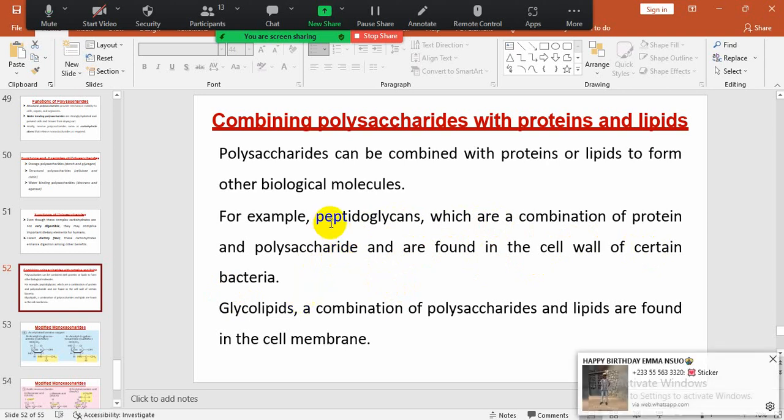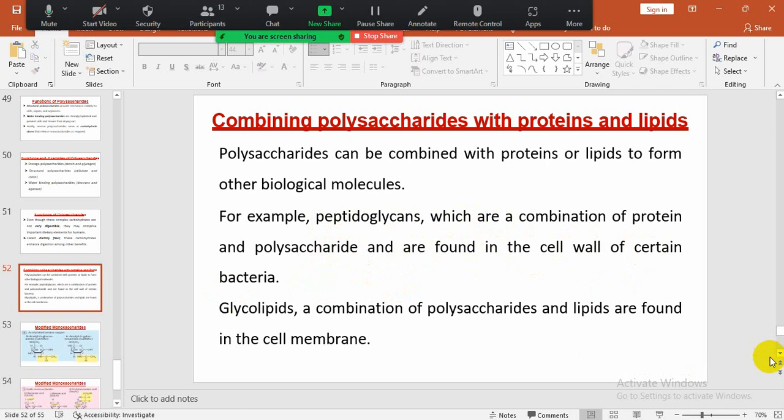So when you hear pepti, it is what? Peptide, or protein, and glycan is what? Glucose or carbohydrate. So we can also combine glucose and lipids to form glycolipids, which is a combination of polysaccharides and lipids, and this also constitutes the cell membrane.